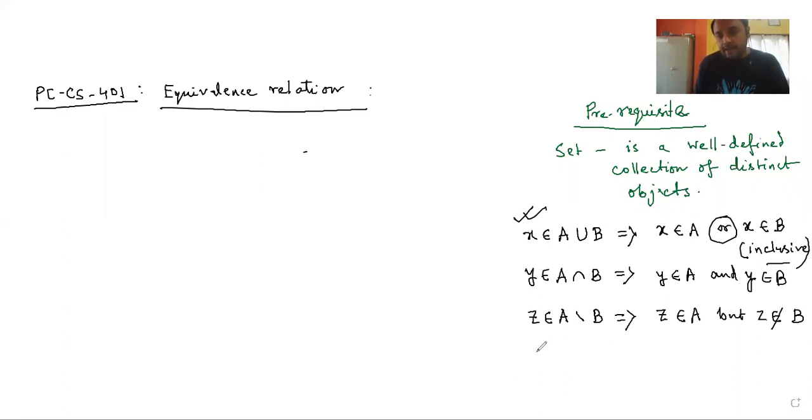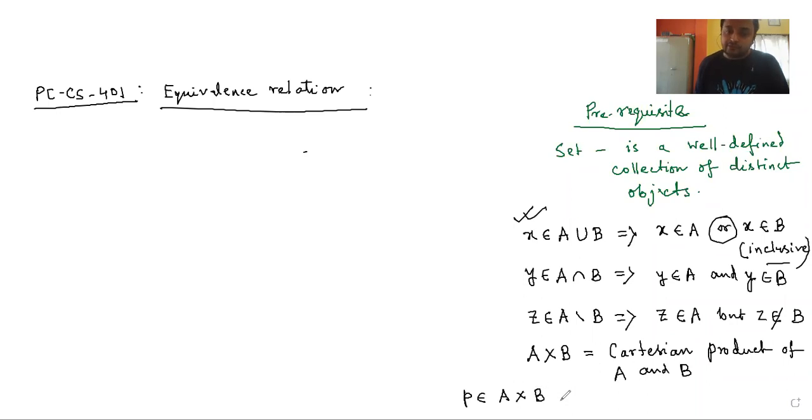And lastly, the most important one, which will be required for our discussion on equivalence relation, is the Cartesian product, which is denoted by A cross B. It is called the Cartesian product of set A and set B, and we define it in the following way. So we are considering an element small p belonging to A cross B.